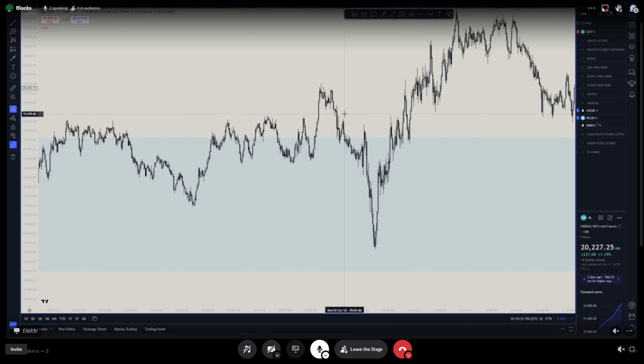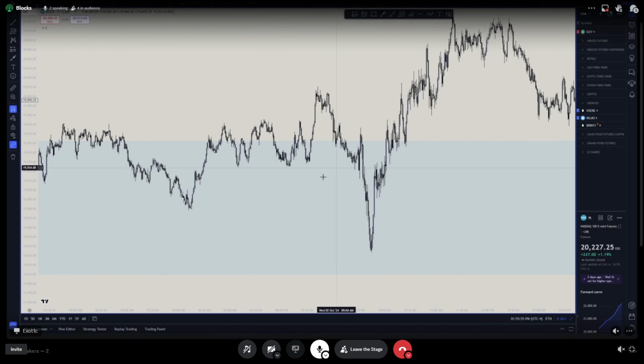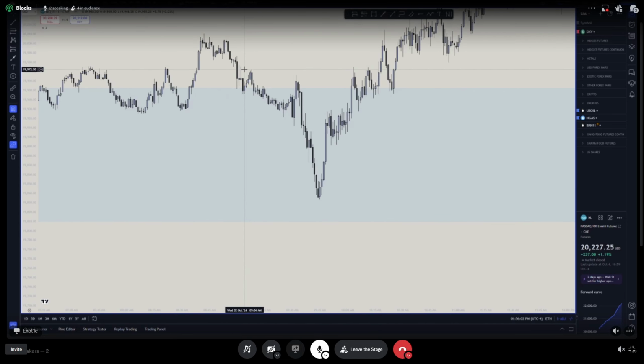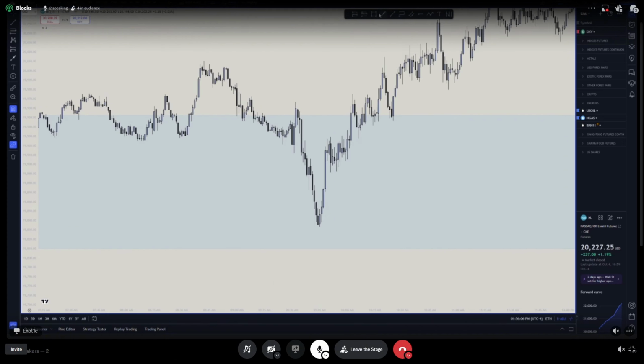So let's look at a couple live examples, and then there's a couple things I'm going to point out here. So this light shaded blue area right here is a weekly BISI or a weekly fair value gap, bullish fair value gap here. And when you're inside of a higher time frame PD array, this is a 1 minute chart, you're going to use every single consecutive down close candle here, and this is going to be your order block.